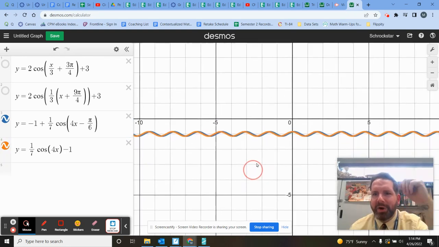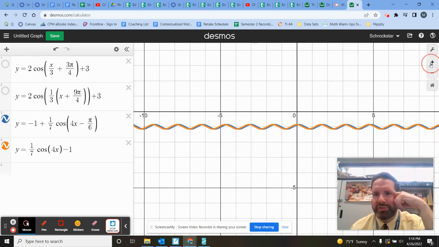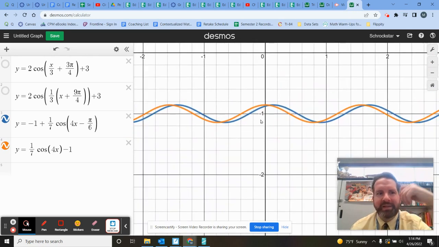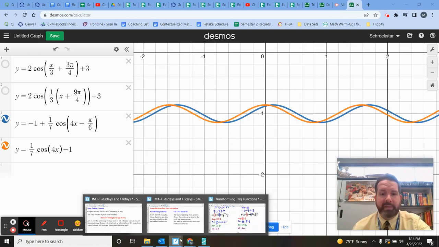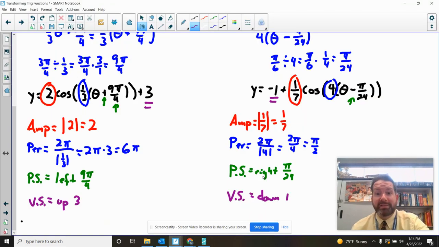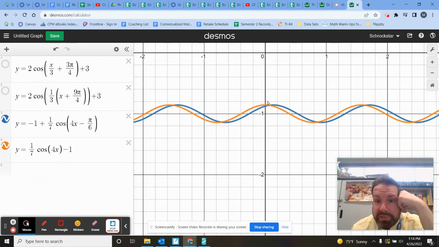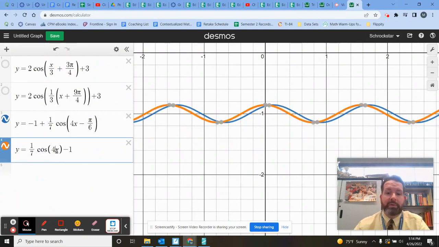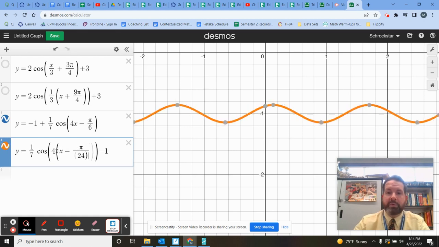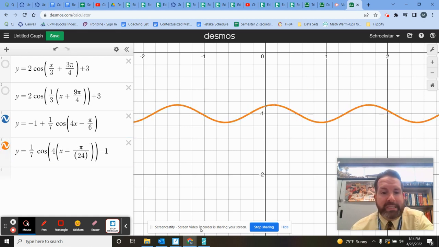Now, I hope you can see they're almost lined up, just not quite. In order to get my orange to match my blue, I've got to move it to the right by pi over 24. So take orange, move it to the right by pi over 24, and we should be where we want to be. And look at that, lines up just like butter.